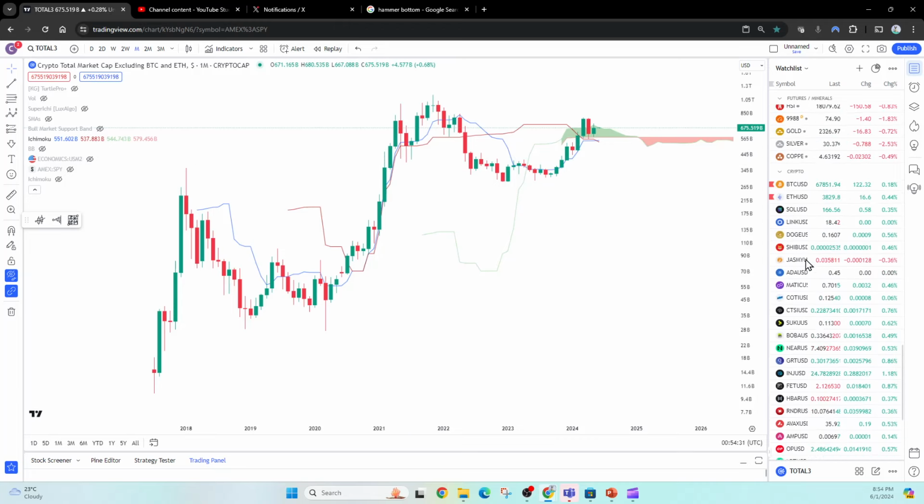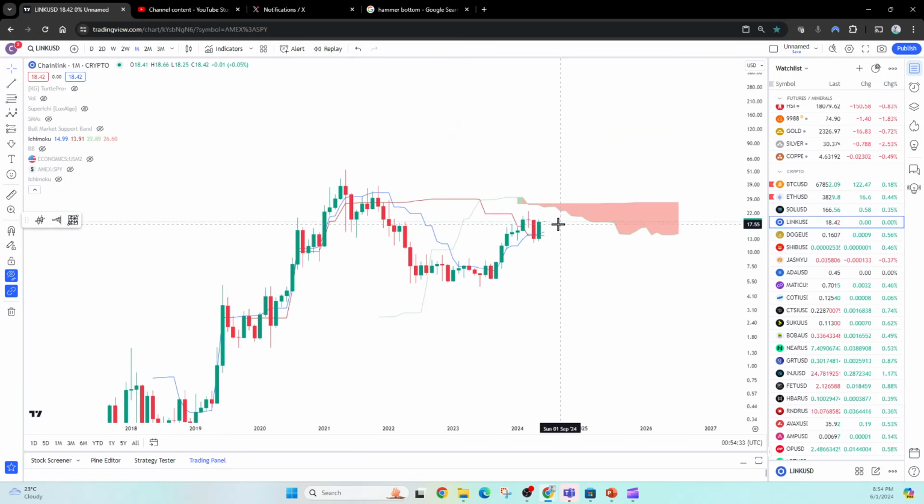So there's a potential that for the other altcoins like Chainlink that has been lagging, it could slide through the Ichimoku cloud like butter and just keep going. There's a potential for that because that's what it's looking like it's wanting to do.